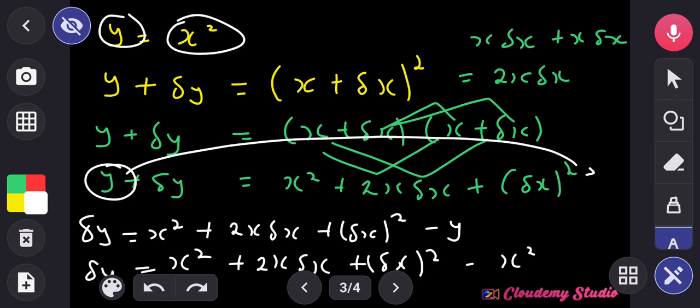Now, we have a positive x squared here and a negative x squared here, which means the positive x squared is going to cancel out the negative x squared. We are going to be left with delta y equals 2x delta x plus delta x squared.